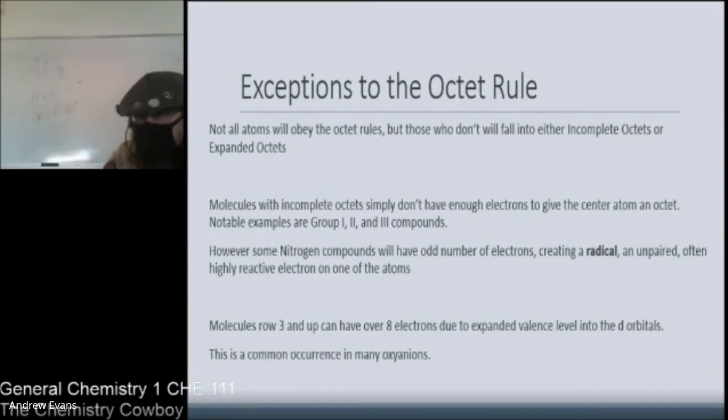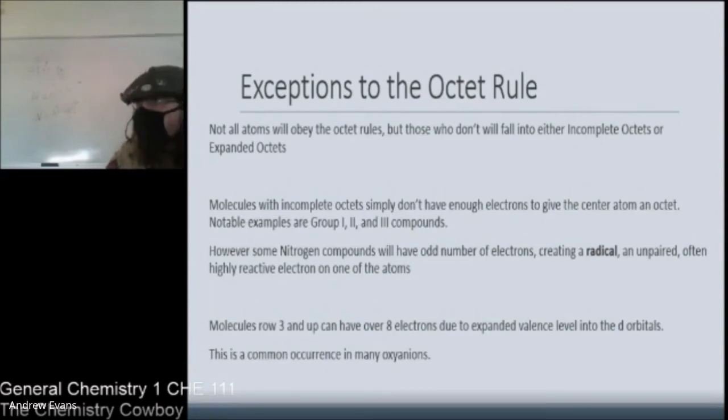Molecules with incomplete octets simply won't have enough electrons to give the center atom an octet. The most notable exceptions are groups 1, 2, and 3, like obviously lithium, beryllium, boron, and aluminum. But we're going to occasionally have situations where nitrogen is going to be stuck with 7 electrons. There's just no way to make an octet. We'll have an odd number of electrons.